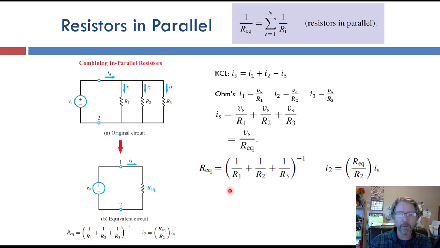I call it the 1 over the 1 overs because it's 1 over R1 plus 1 over R2 plus 1 over R3. That's the equivalent resistors in parallel. 1 over the 1 overs.